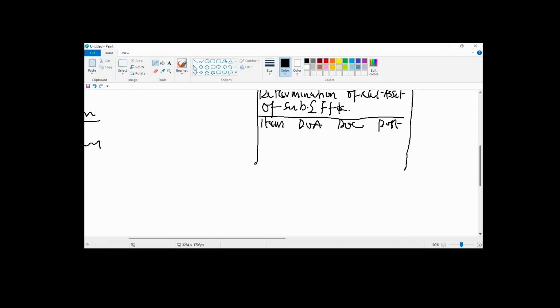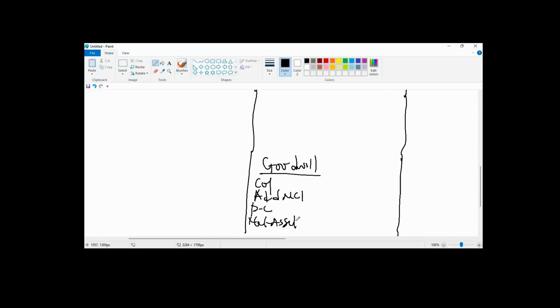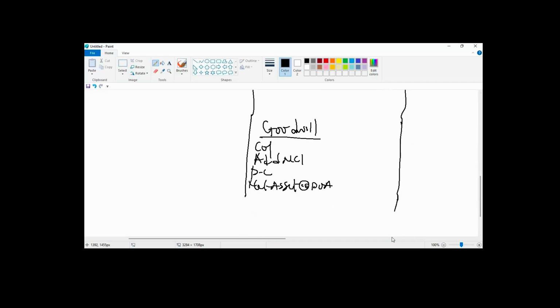I need to calculate the goodwill. For me to calculate the goodwill, I need the cost of investment, add NCI, purchase consideration, then the net assets, the date of acquisition. Goodwill.